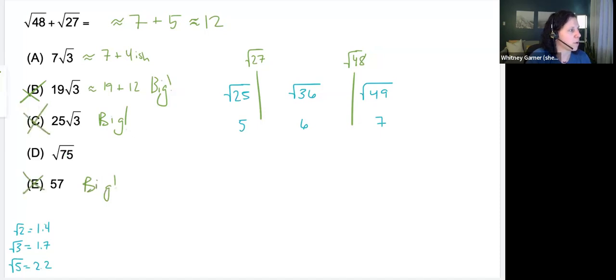So I've got to do a little more benchmarking to get out the 75. Square root of 8 times 8, 64. So 9 times 9, 81.